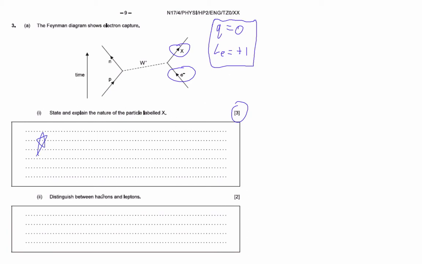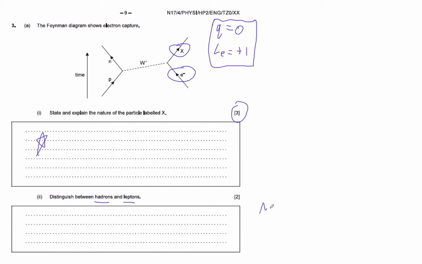Okay. Distinguish between hadrons and leptons. Well, hadrons start with the letter H. Remember, the leptons are fundamental particles. Hadrons are made of quarks. There's all kinds of things. But come up with your own differences between hadrons and leptons.